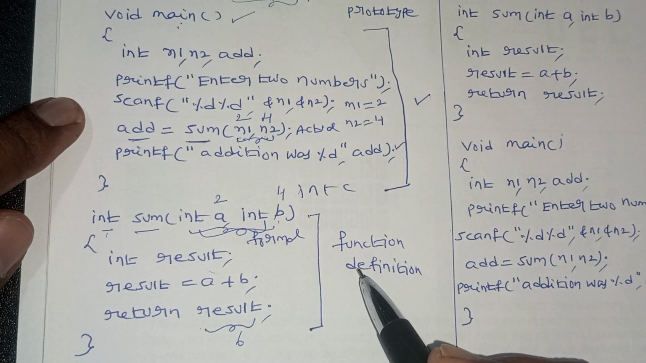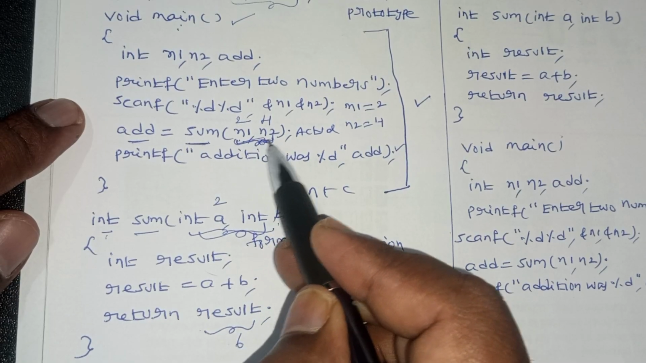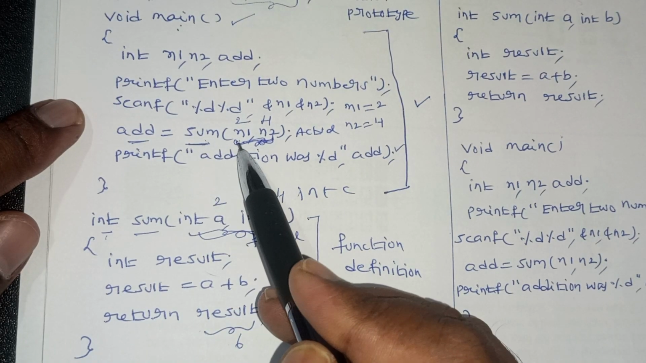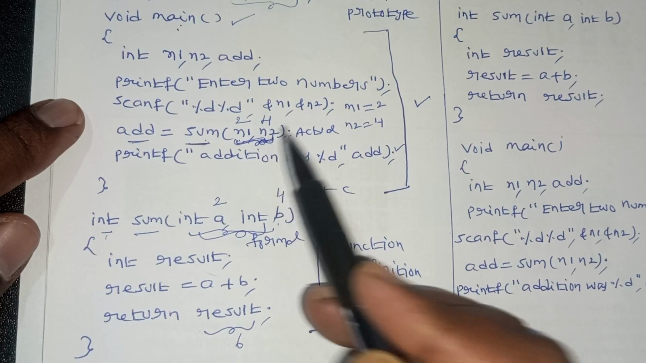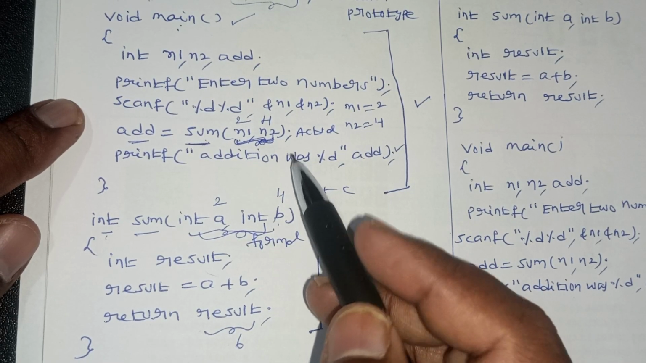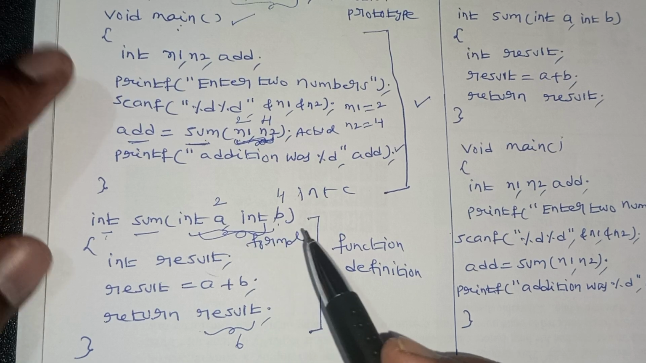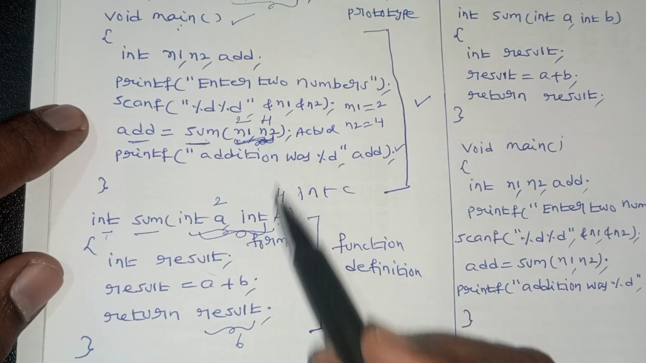Now what is our main concept? Actual arguments. From the main function to the user defined function, I am passing parameters n1 comma n2. These are called actual parameters. These are called formal parameters. That is the very important concept. Very simple concept: actual and then formal.